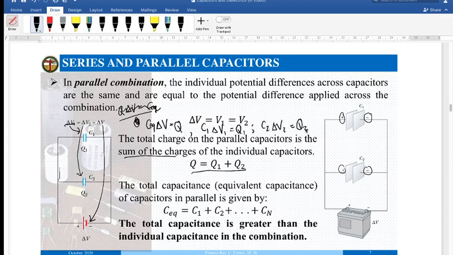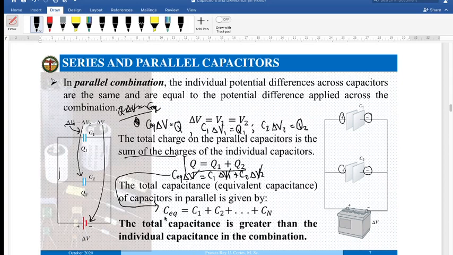Then C1 delta V1 is actually equal to Q1, and C2 delta V2 is actually equal to Q2. Now if we put all of them together in this equation, we have C equivalent delta V equal to C1 delta V1 plus C2 delta V2. But remember that they're in parallel combination, so delta V is equal to delta V1 is equal to delta V2. So we can cancel all of them. That is why we have this kind of equivalent capacitance, which some books also call the total capacitance.